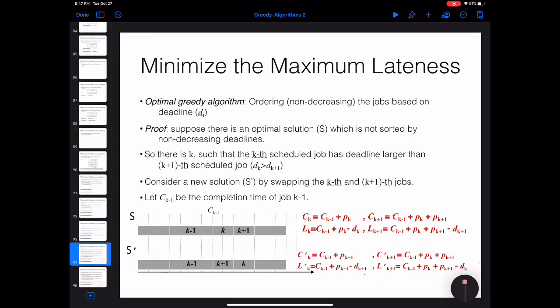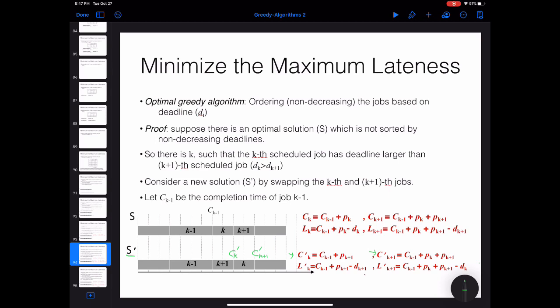So now I can calculate the completion time in this new order. Let's call this C prime K, the completion time of the kth job, although this is the K plus 1 job in the previous order, but it is the kth job in this S prime after changing the order. And the completion time of the K plus 1 job, I'm going to call C prime K plus 1. I can write these formulas for C prime K and C prime K plus 1.